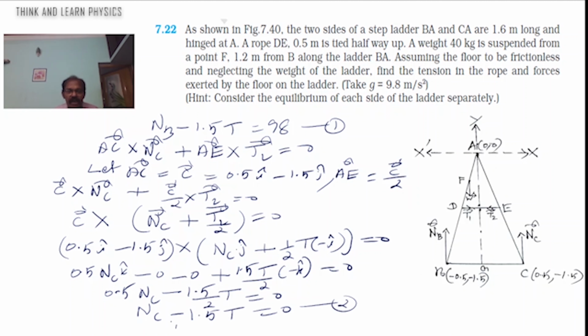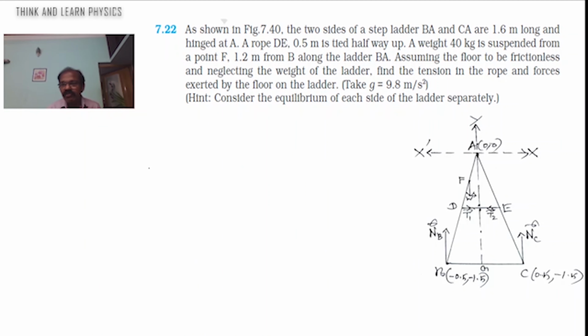Now relation 1 minus relation 2 implies that NB minus NC equals minus 1.5 T and minus 1.5 T gets cancelled. Therefore the right hand side becomes 98 minus 0 or 98. Let this be equation 3. Now we can equate the magnitudes of the total upward force and downward force. The total upward force is NB plus NC. This is numerically equal to the only downward force, that is the weight W, so that's equal to 392. This is relation 4.